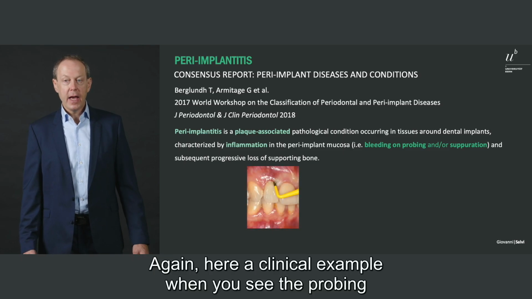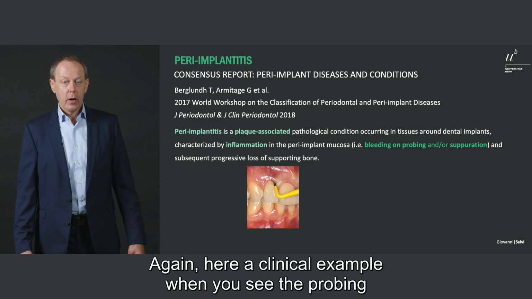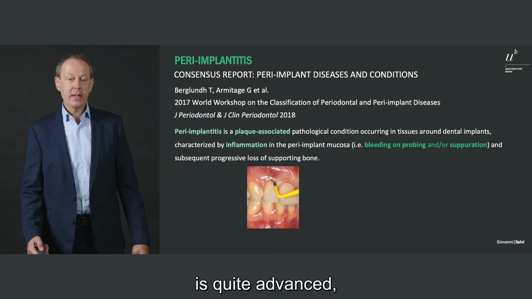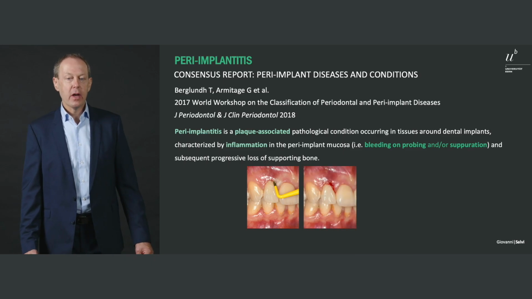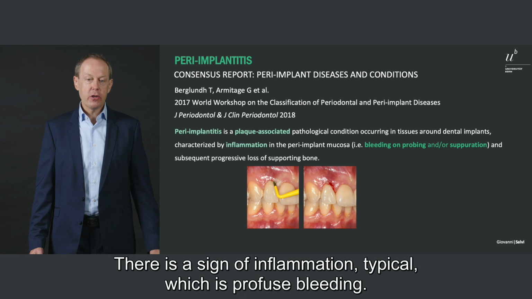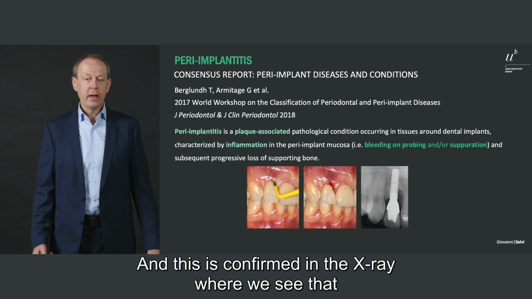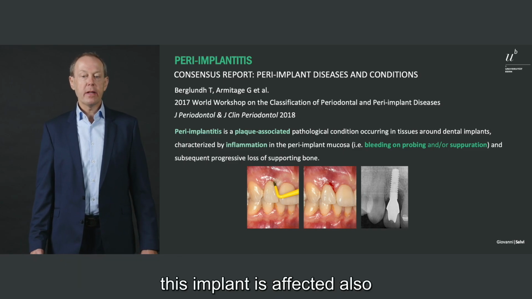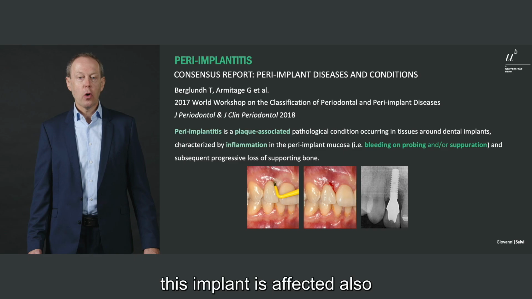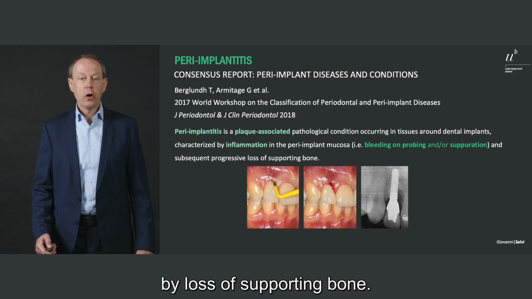Again here, a clinical example where you see the probing is quite advanced, so deep pockets are detected around these implants. There is a sign of inflammation, typical, which is profuse bleeding, and this is confirmed in the X-ray, where we see that this implant is affected also by loss of supporting bone.